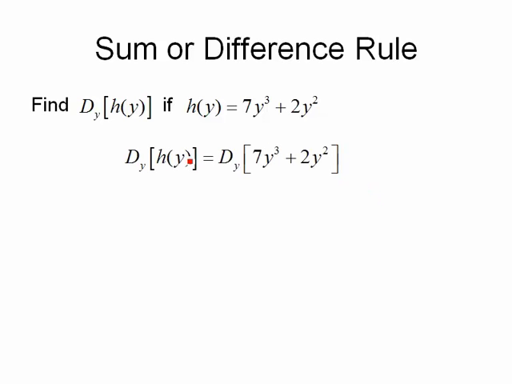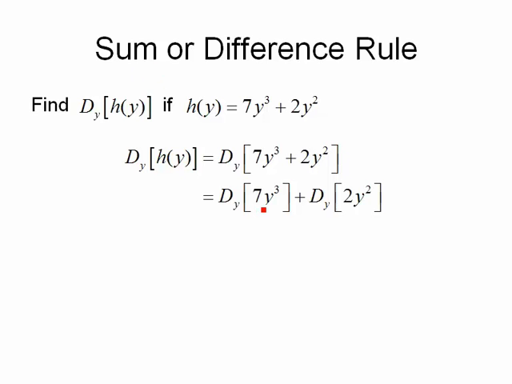The first thing I'm going to do is put in place of h of y exactly what it is, and I'm going to notice that this is a sum. Because it's a sum, the rule we've been talking about says we just take that sum and take the derivatives of each one of the pieces. That is what we would call the sum rule.